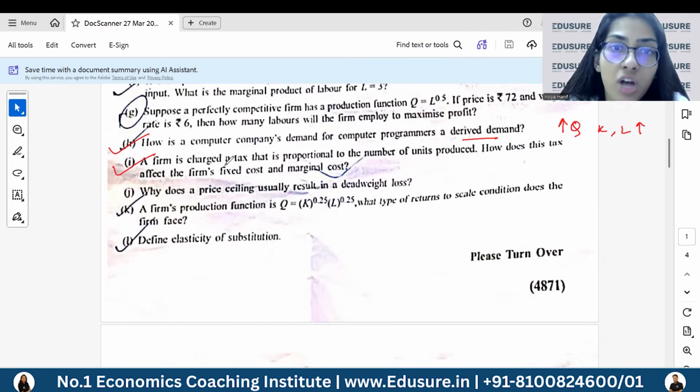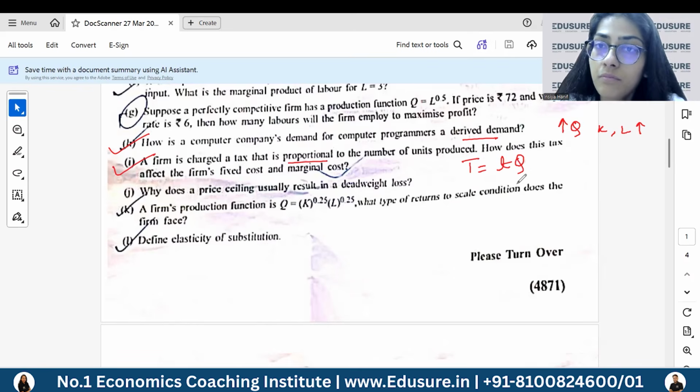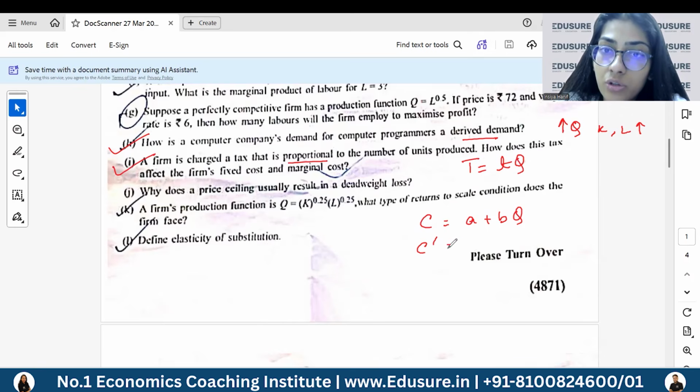Part I: a firm is charged a tax that is proportional to the number of units produced. How does this tax affect the firm's fixed cost and marginal cost? Since it is proportional, the tax is going to be like this. Okay, and tax is a cost to a firm, right? So the firm's earlier cost, suppose A plus BQ, now the new cost becomes A plus BQ plus TQ.